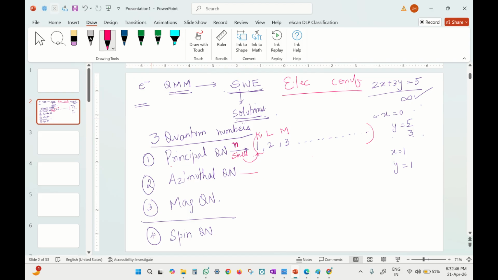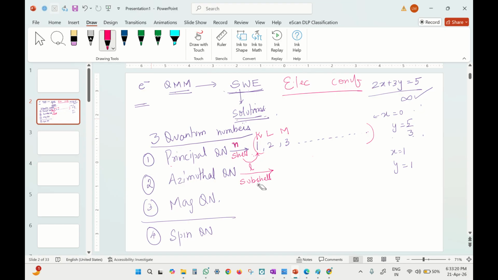The azimuthal quantum number, or the angular quantum number, you also call it angular momentum quantum number. It is indicated by the symbol L, small l. And what does it indicate? It indicates the subshell. Where are the subshells located? They are the specific regions inside the shell with no hard and fast boundary.